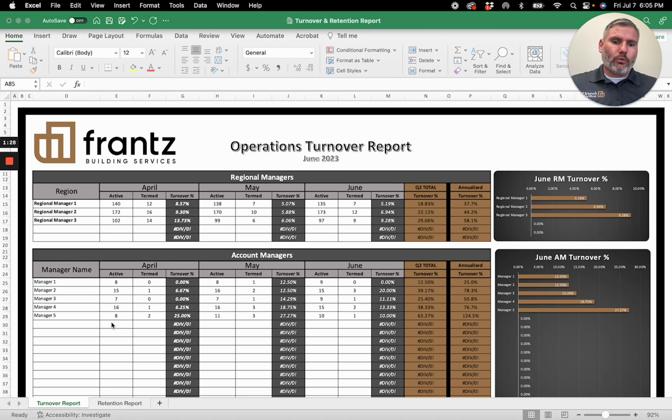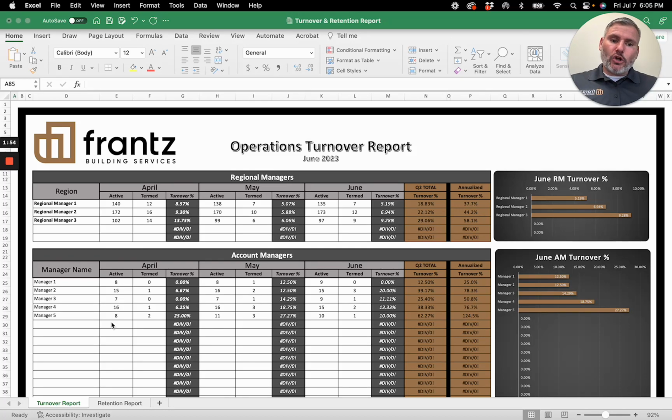Now, for the sake of this illustration, this is fictitious information, but let me draw your attention to the regional manager number 1 and look at the month of June. You'll see in this illustration that this particular regional manager, perhaps a branch manager again in your context, had 135 active employees and termed 7 employees in the month of June. Now, for any given month, the number of active employees divided by the number of termed employees will give you your turnover percentage for that month.